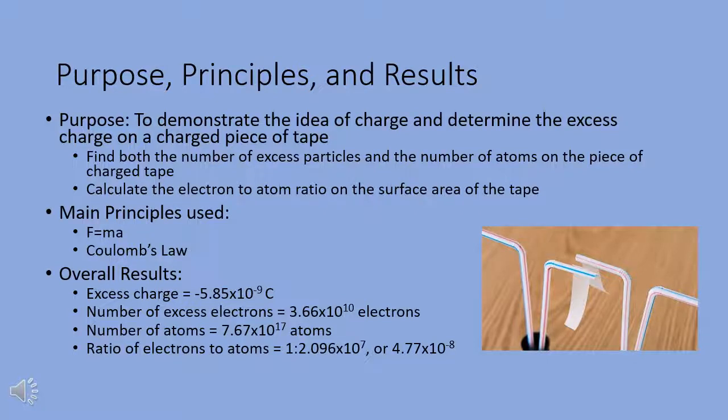This lab had two main parts. The purpose of the first part was to demonstrate the idea of charge, which is a property of matter, by observing the interactions of these U-tapes with other surrounding objects. The purpose of the second part of the lab was to determine the excess charge on one of these U-tapes and also find the number of excess particles, number of atoms, and the electron-to-atom ratio.